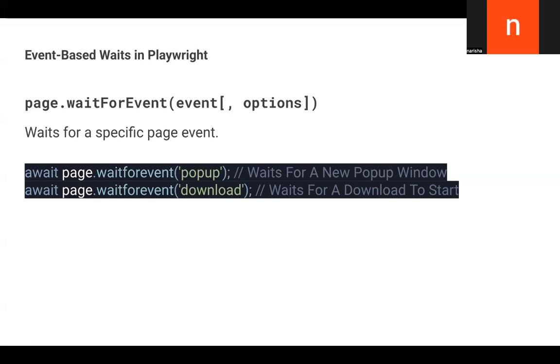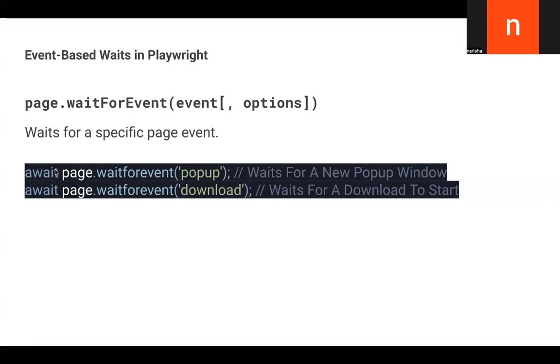When do we use wait for event? Basically we can apply it on the page. Whenever we know that a pop-up is coming up on the screen, or a download is getting started, or for uploading a file, that window is coming up. All of these are events, so we are waiting for those events. That we will achieve with the help of wait for event.